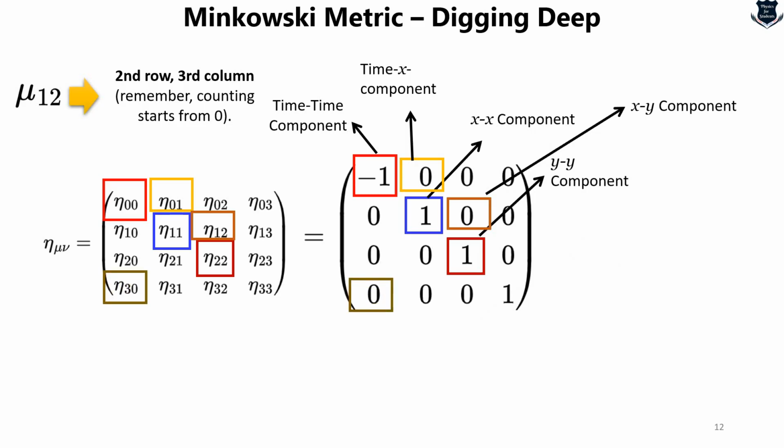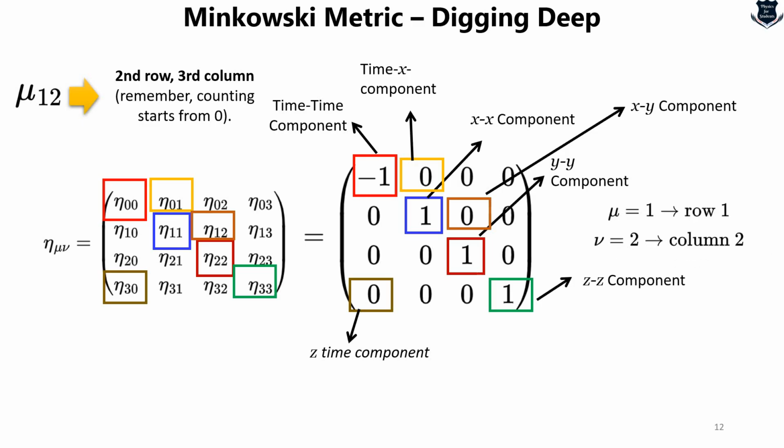And then I go to eta 30 and so on. It is the z component. That means z and time are orthogonal. Eta 33 corresponds to this, and it tells that this is the zz component. That is the 33 value. So 33 tells that it scales in the z direction. So remember from here what we can say, that for eta mu nu, mu equals 1 is row 1, and nu equals 2 is column 2.